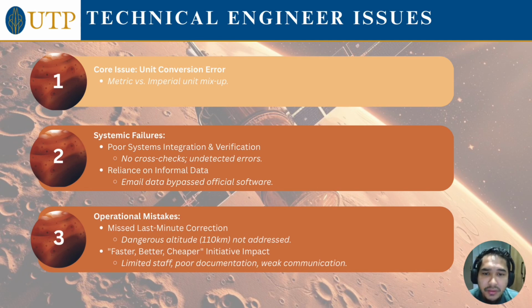Second, during the critical phase, engineers bypassed official software due to formatting issues and relied instead on informal data via email. This was a very risky move that let errors persist. Next, when calculation revealed that the orbiter was dangerously low at 110 km, the team discussed a last-minute correction maneuver, but due to unclear procedures and scheduling concerns, they did not execute it. Lastly, under NASA's Faster Better Cheaper initiative, the project suffered from limited staffing, poor documentation, and minimal cross-team communication, all of which weakened the mission's reliability.